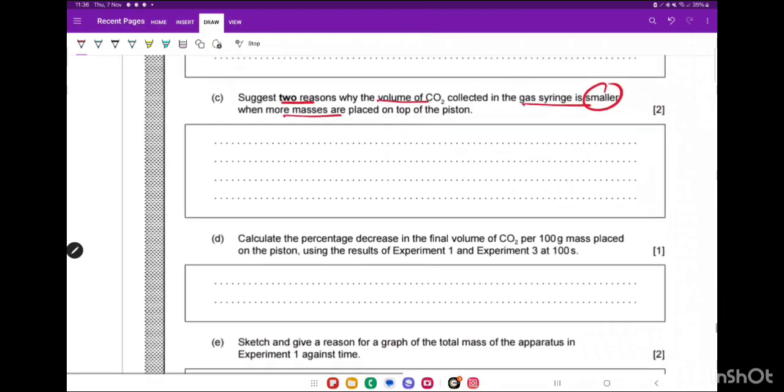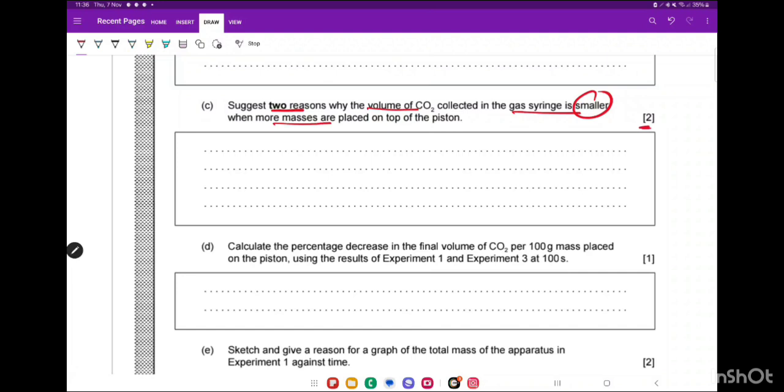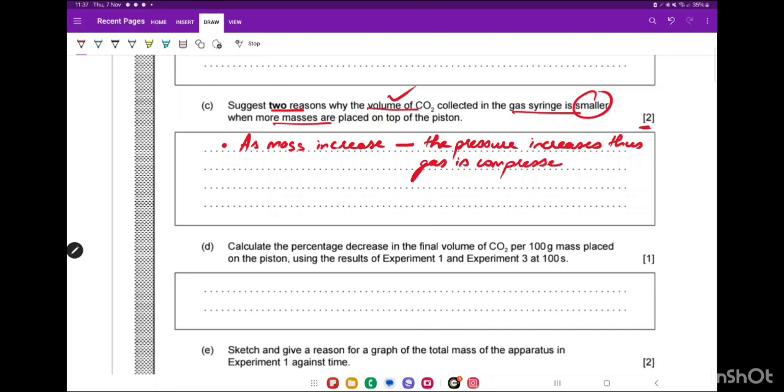So there can be 2 answers for this. He's asking for 2 reasons why the volume of gas collected is smaller. Number 1 reason: the volume of CO2 gas collected here is smaller because as mass increases, the pressure on the gas increases. Thus, the gas is compressed to a lower volume. This will be the first reason.